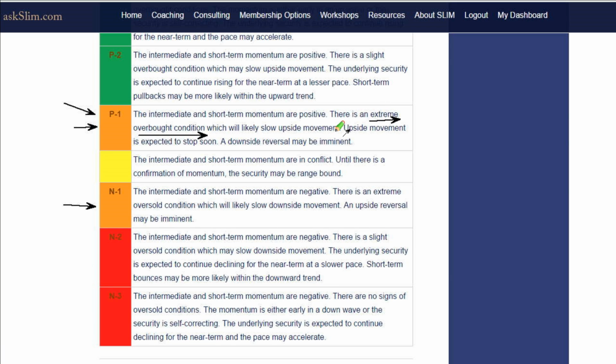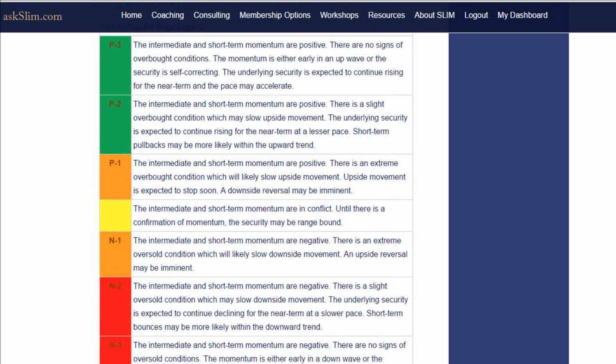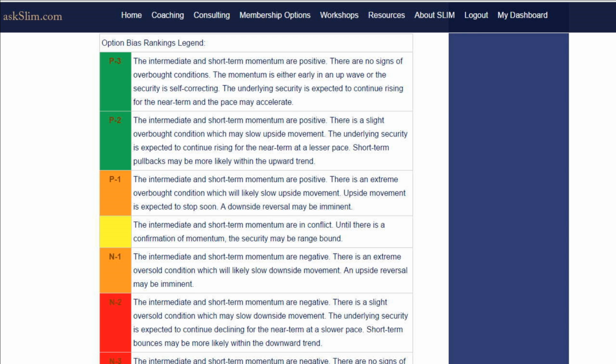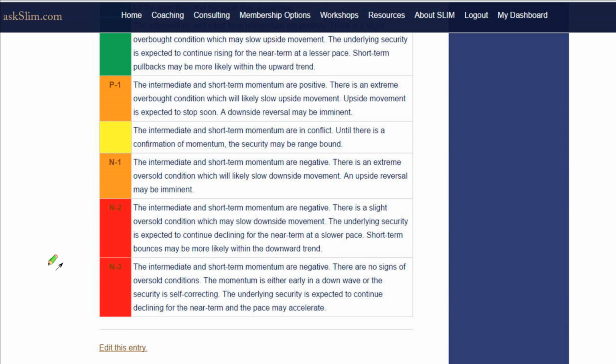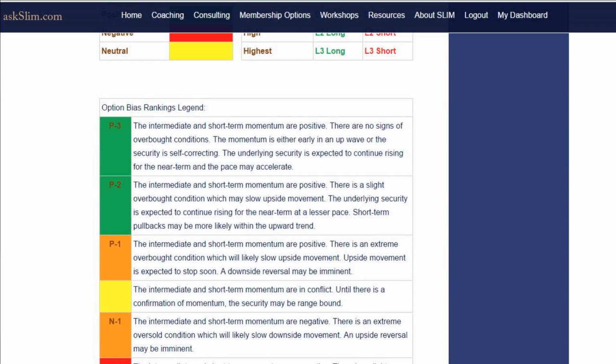You can see that, and that if there's any upside movement left, it's liable to be slow, and a downside reversal is imminent. The same thing for N1, an upside reversal is imminent. In other words, this is the final stage of the negative condition of the particular security. Now, for P3, basically, this is the one where you're going to get the most upside acceleration, and you're likely to get long moves on the upside, and the same thing for N3. You're likely to get some downside acceleration, and that will give you the biggest or longest declining phases also. So that's the table. That's the legend.